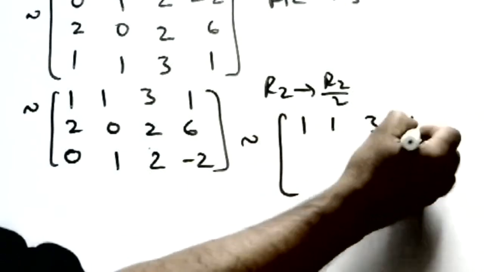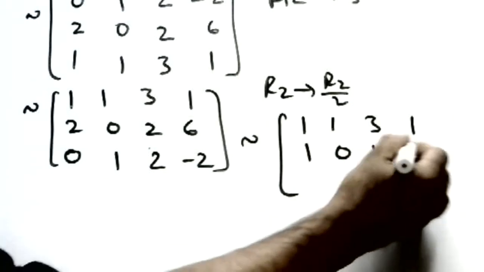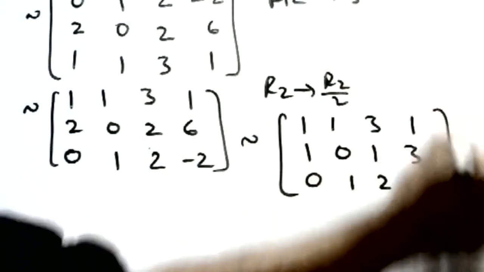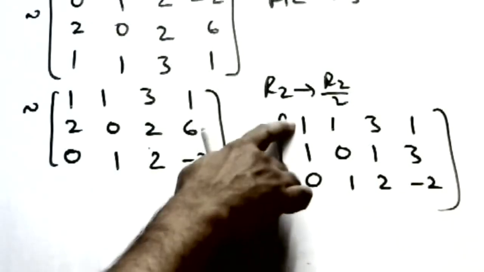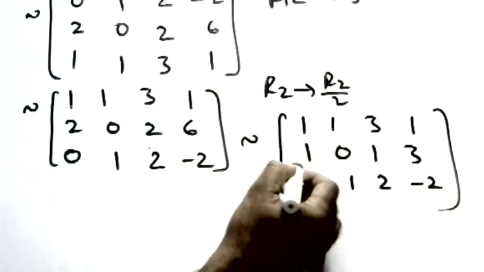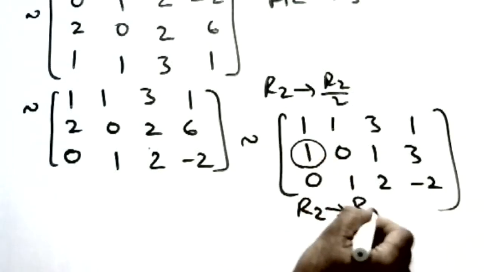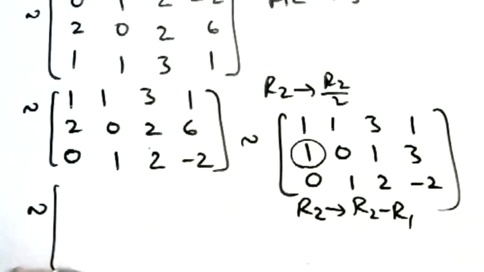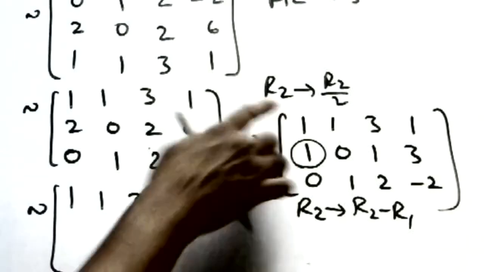So this will become 1 1 3 1. If we take common, it will become 1 0 1 3. Now here 0 1 2 minus 2. Now let me start making 0. First step, we have to make these two zeros using R1. This is already 0, so we have to make this one 0. So R2 implies R2 minus R1, 1 minus 1 is 0. So I'm writing here 1 1 3 1.